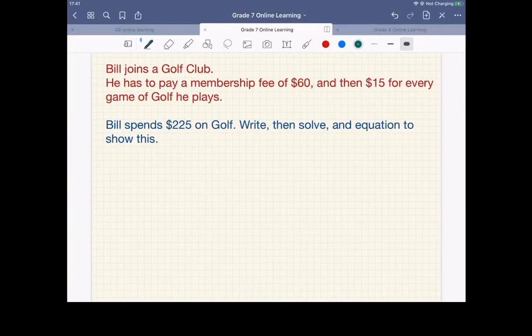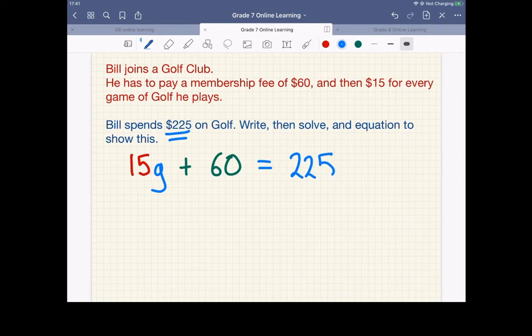So here, the same start of the question, but instead of just the first section, it says Bill spends $225 on golf. So now we have more information. And then it says write and solve an equation to show this. Well, we know that the first part of the equation is still the same. It's still $15 per game plus $60 to join. But what we can do is add some extra information. We also know that the cost was $225. So now we have an equation that we can solve.